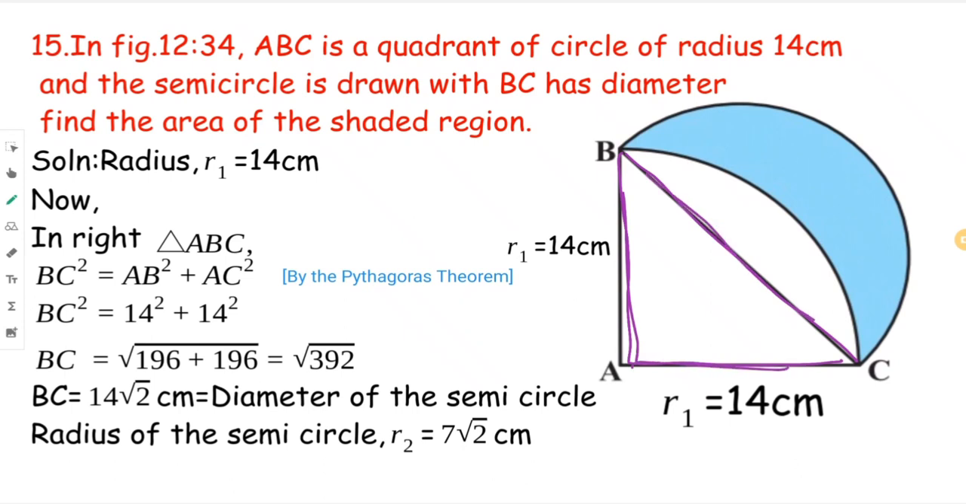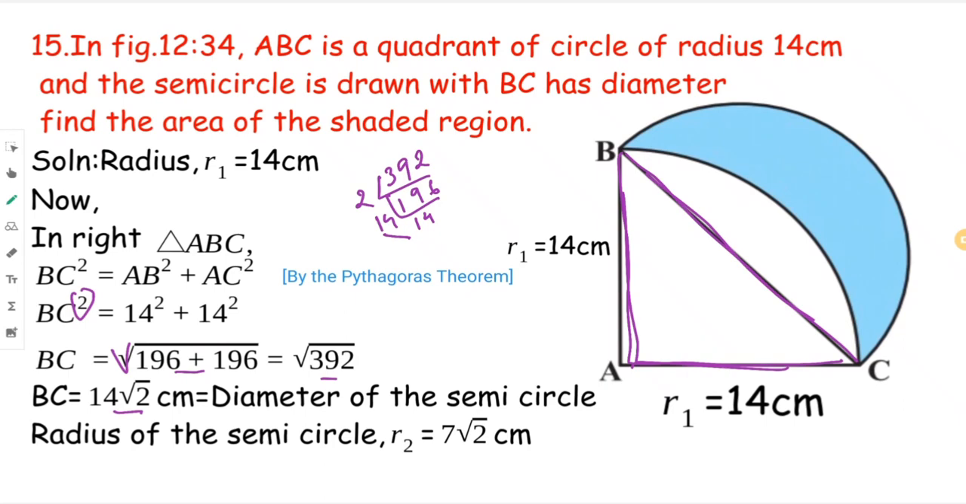Okay, so you can see in right triangle ABC, I've written the Pythagoras theorem. BC square equals AB square plus AC square. They're both 14, right? So 14 square, 14 square. This square, if I take it to the other side, it will become root of, right? I'm going to have 196 plus 196, and when you add them, we're going to get 392, right? So 392 is 2 times 196, and 196 is simply 14 into 14, which means 14 will come out, right? So I'm going to have BC or the diameter of the semicircle to be equal to 14 root 2.